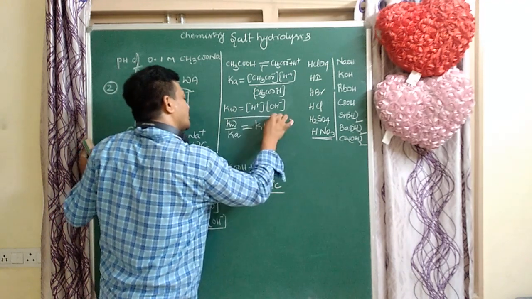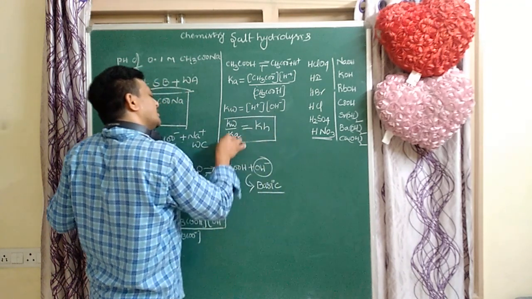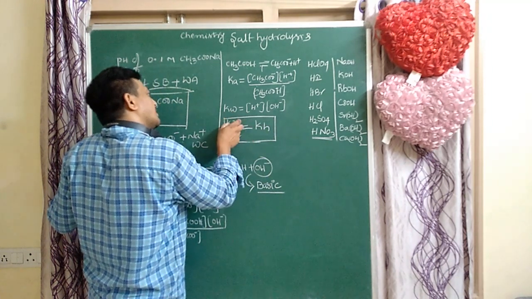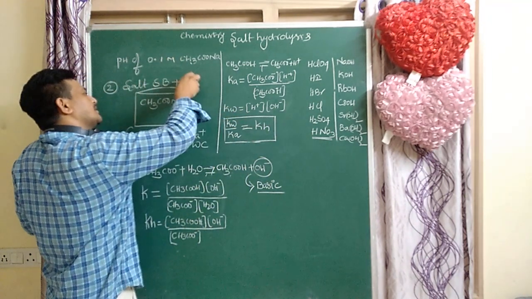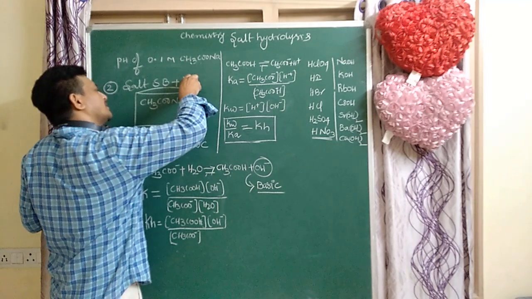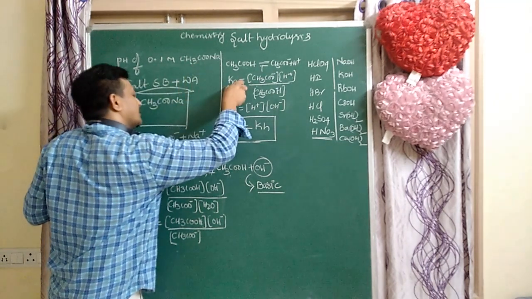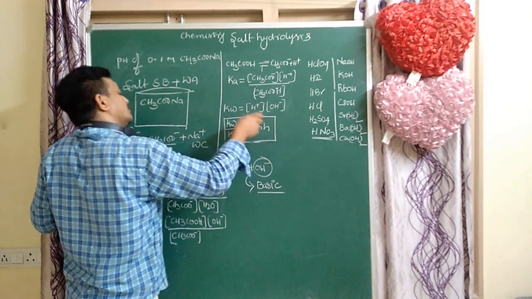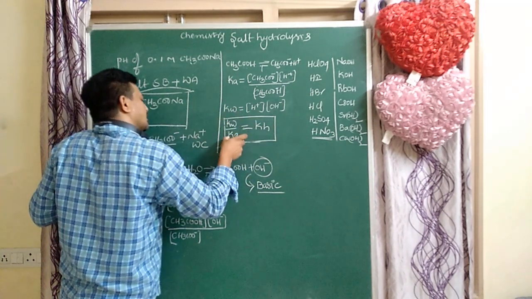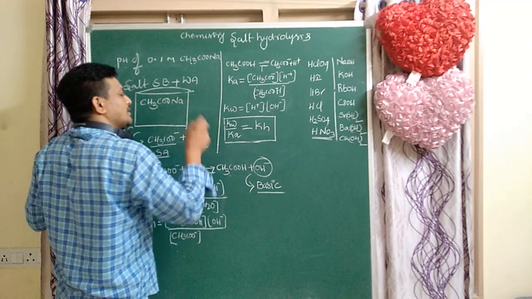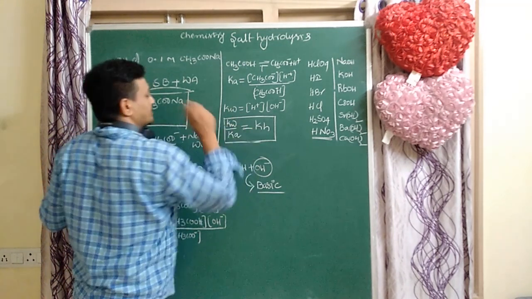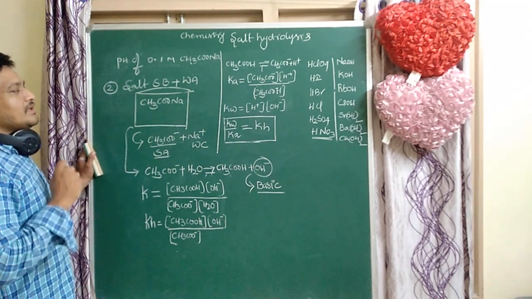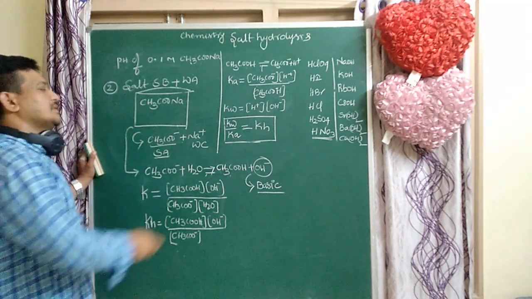So how do we remember this simply? KH equals Kw divided by the constant of whichever is weak. Here the acid is weak, which is why Ka is given. So KH equals Kw by Ka. For any salt of this type, this is the formula.